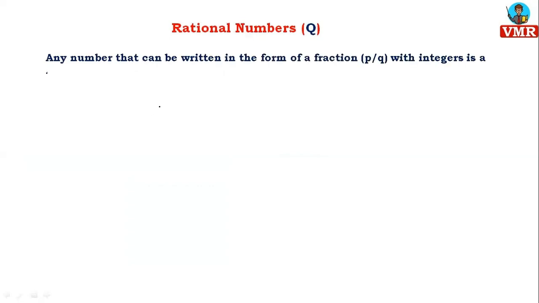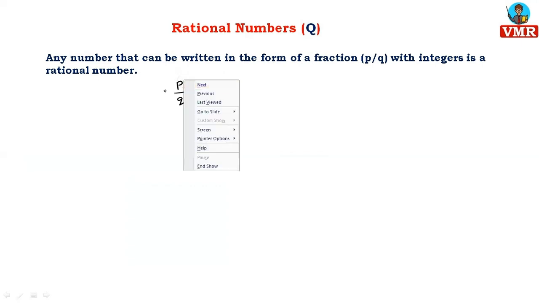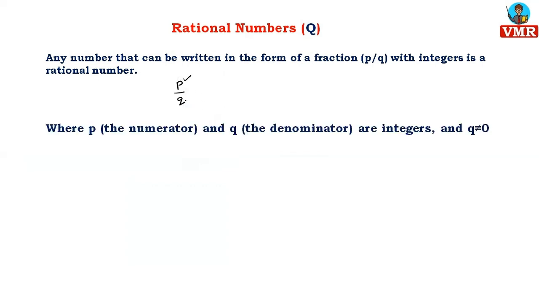Now, the definition of rational numbers: any number that can be written in the form of a fraction p by q with integers is a rational number. Here p is called the numerator and q is called the denominator, and both should be integers, and q is not equal to 0. This we should remember.